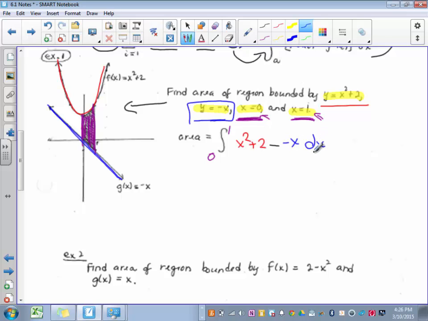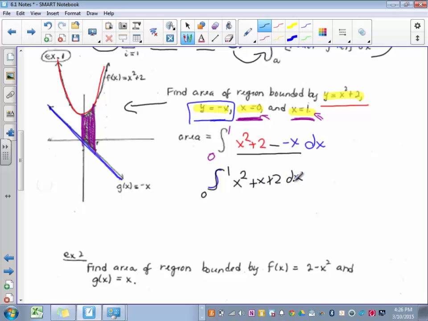So now that it's all set up and ready to go, let's just do this. We're integrating from 0 to 1. Let's simplify this inside first: x squared plus 2 minus negative x. So this is really the integral of x squared plus x plus 2 dx.